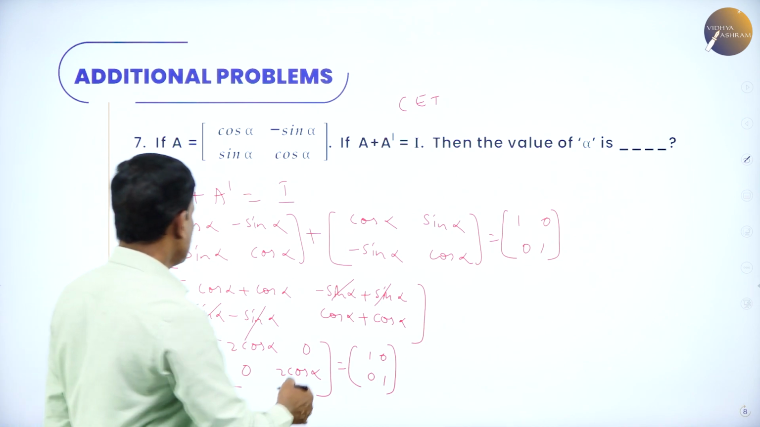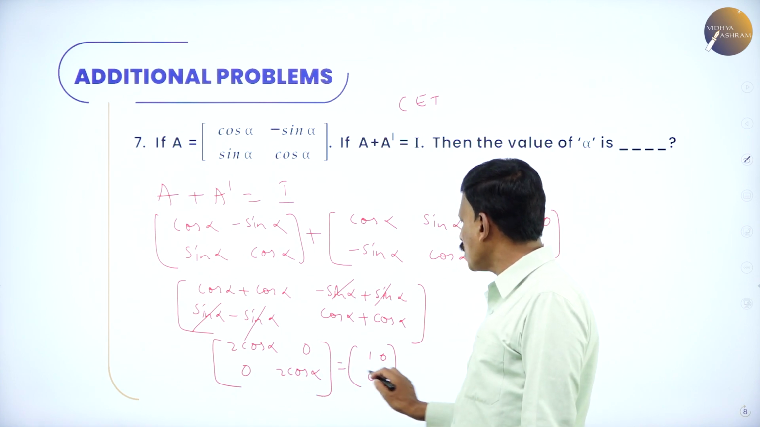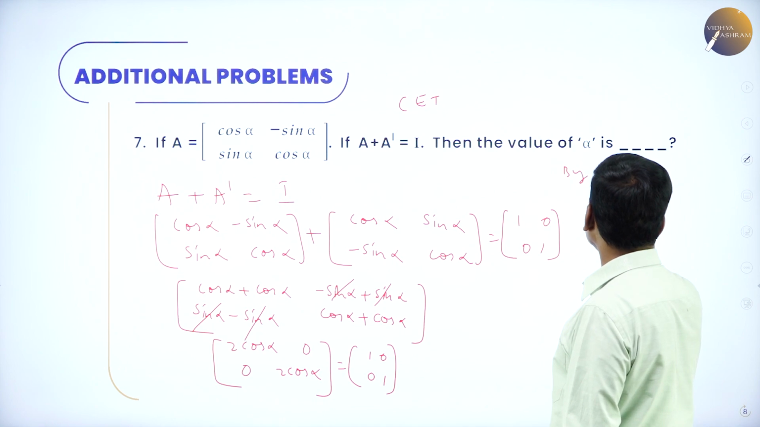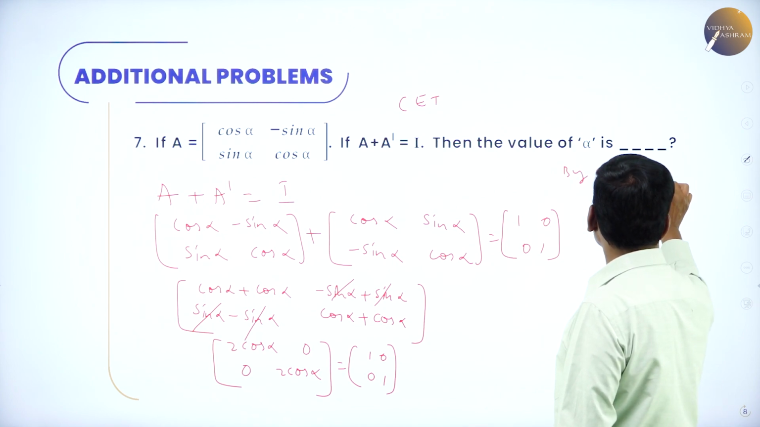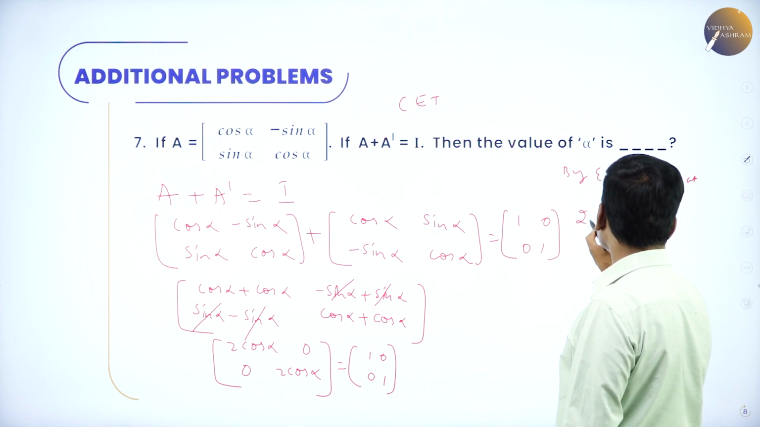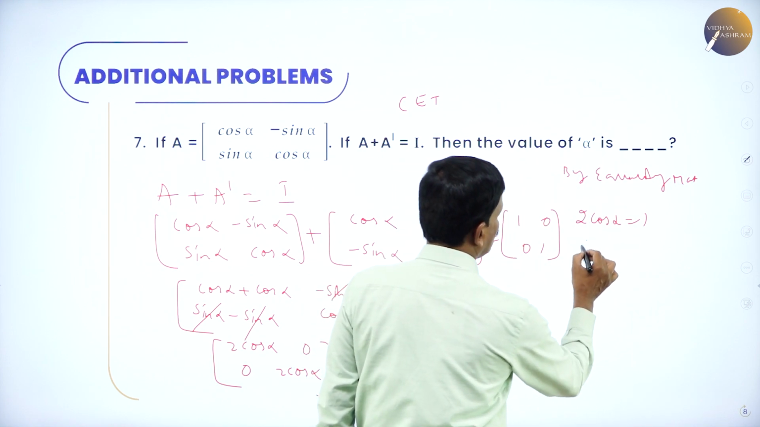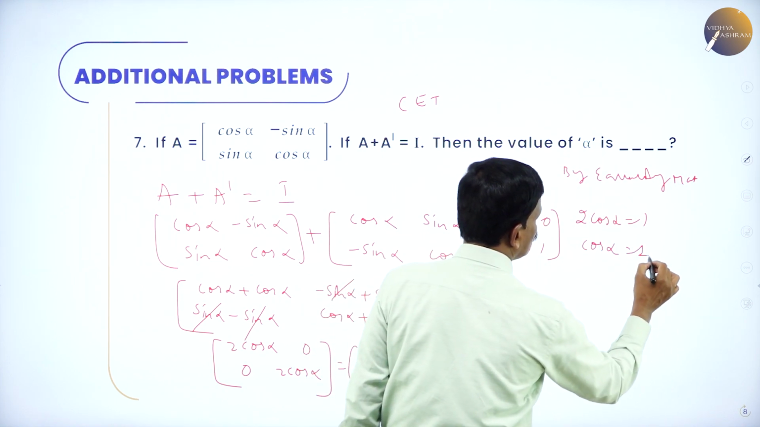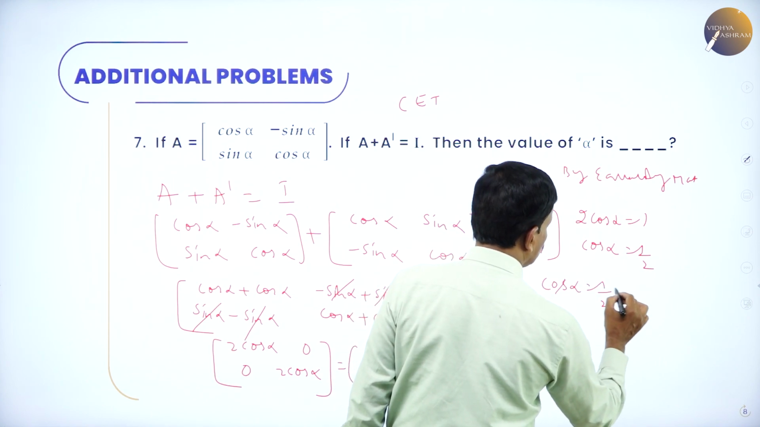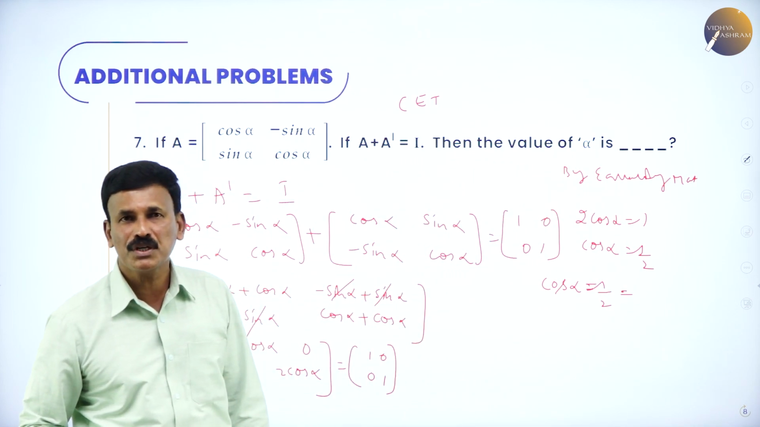Now, equate this. 2 cos alpha is equal to 1. 0 is equal to 0. 0 is equal to 0. Again 2 cos alpha is equal to 1. By equality of matrices, you can write 2 cos alpha is equal to 1. So, therefore, cos alpha is equal to 1 by 2. So, cos alpha is equal to 1 by 2 means, for what value of alpha are you going to get 1 by 2 in cos?